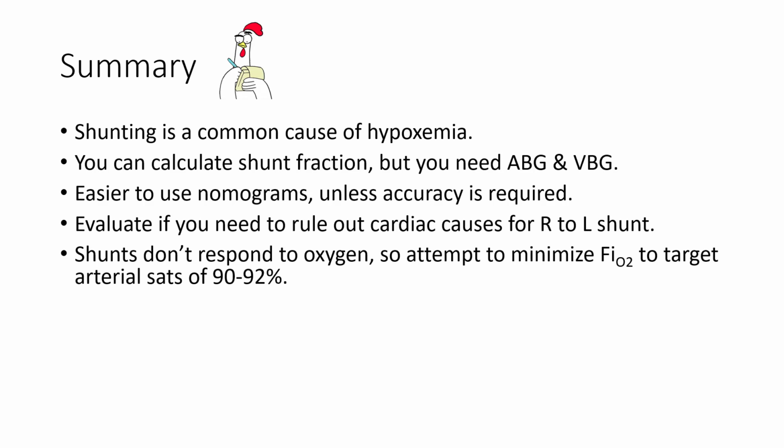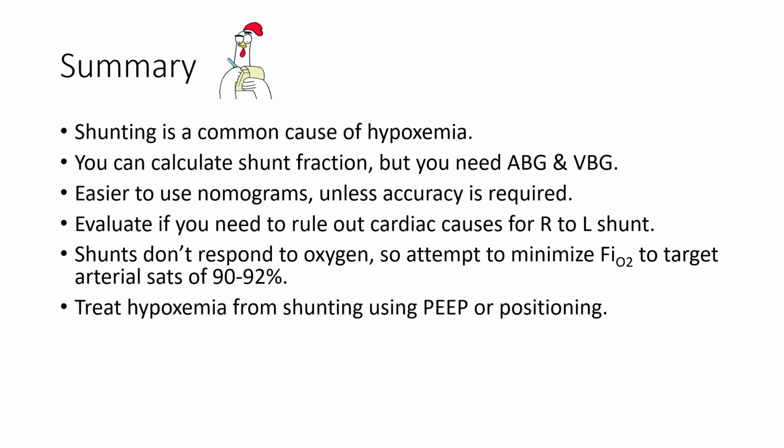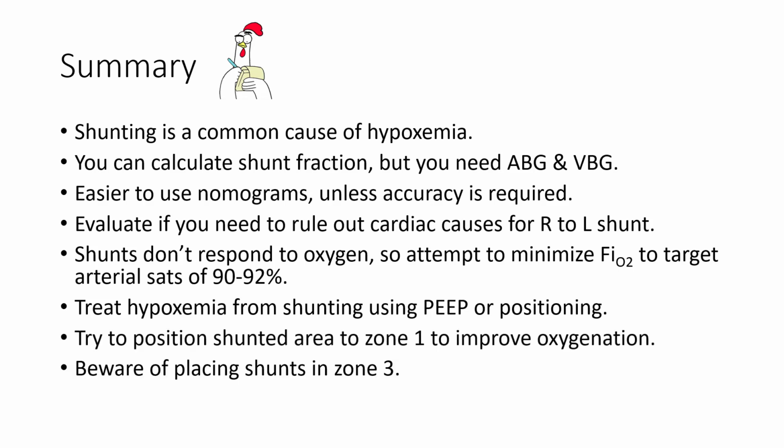Shunts don't respond to oxygen, so attempt to minimize your FiO2 to target arterial sats of 90 to 92%. You can treat hypoxemia from shunting using PEEP or positioning. Try to position the shunted area to zone 1 to improve oxygenation, and beware of placing shunts in zone 3.